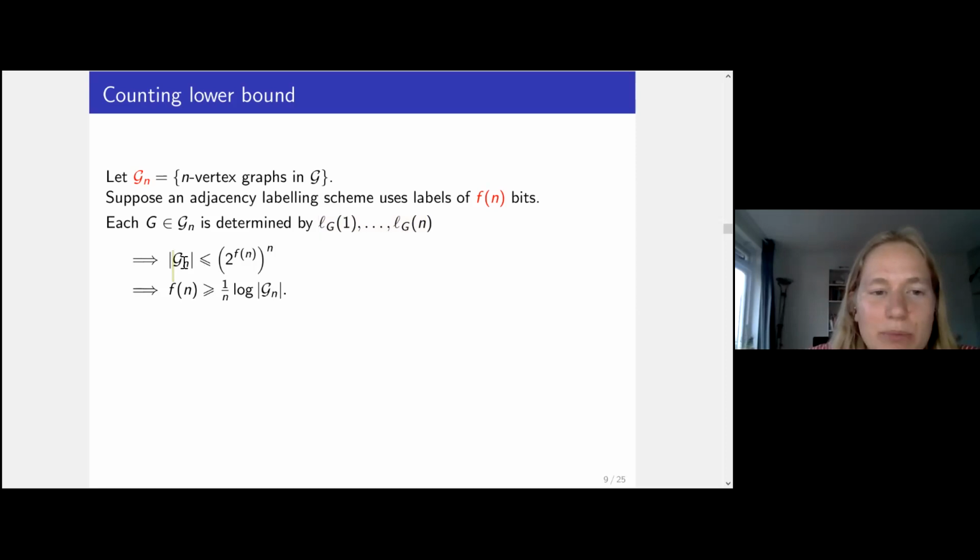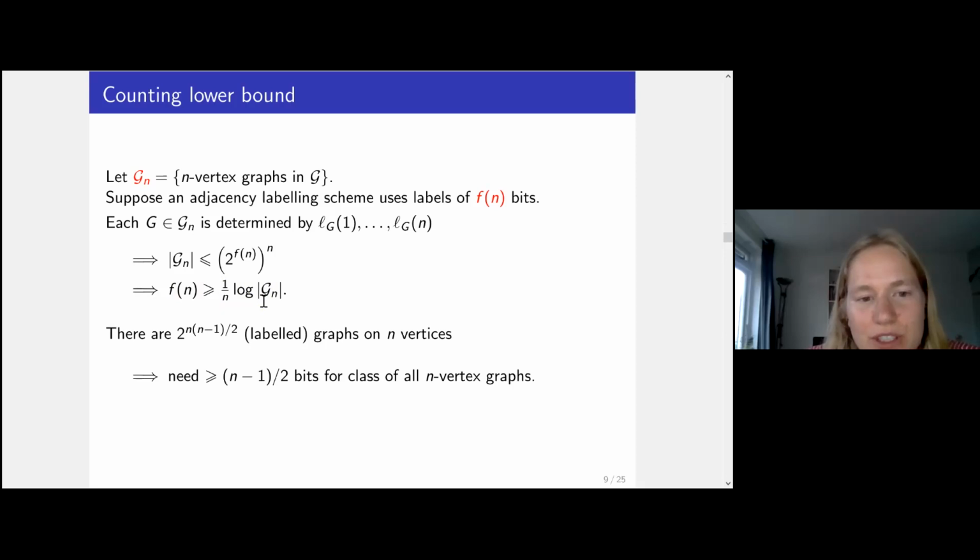So that gives us this upper bound that the number of n-vertex graphs in my graph class is at most the number of labels to the power n, because we're looking at sequences of length n. So if we put this upper bound in and we rewrite it, we get the following lower bound on f(n) in terms of the number of n-vertex graphs.